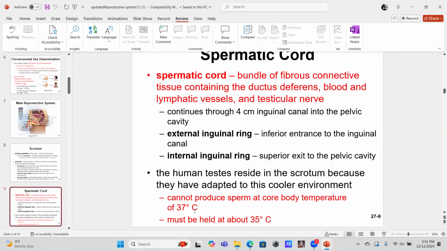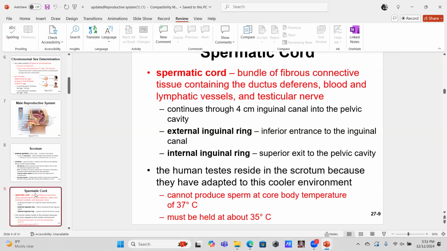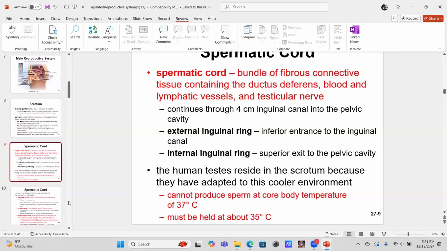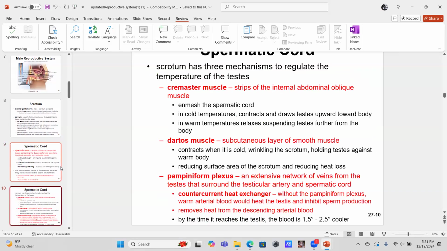Our normal body temperature is 98, so it's not like we have to cool it tremendously. Maybe you have to cool it 3, 4 degrees and that's it. But anything close to our normal body temperature of 37 degrees Celsius is too hot, and the sperm will not be produced and won't be viable at that point. So we have a lot of systems to make sure that we have a way of cooling the testes so that we produce viable sperm.